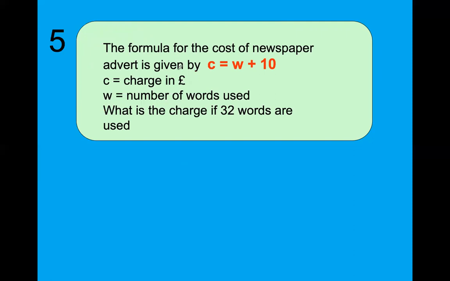Now, here's another formula for the cost of a newspaper advert, given by C equals W plus 10. C is the charge in pounds and W is the number of words used. What is the charge? Which means you need to find C. You can put a little dot on top if you want, or underneath. What is the charge if 32 words are used? So W is 32. I'm going to let you substitute independently here.